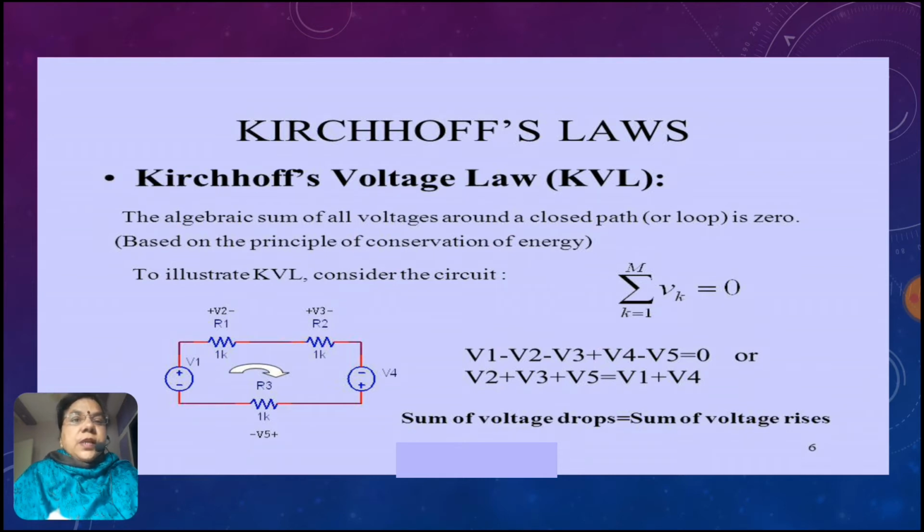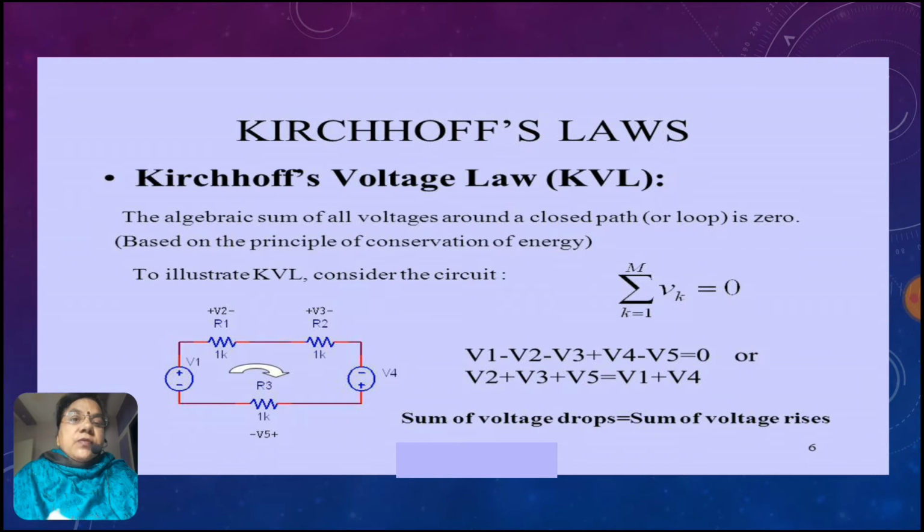The statement of Kirchhoff's voltage law is: the algebraic sum of all voltages around a closed loop or a path is zero. It is based on the principle of conservation of energy. To illustrate KVL, consider the circuit given in which three resistors are connected and two power supplies, V1 and V4. V1 and V4 are the batteries connected in the circuit, so they are known as battery voltage or voltage supply or supply rise, voltage rise. And there are three resistors R1, R2, R3 connected in the circuit.